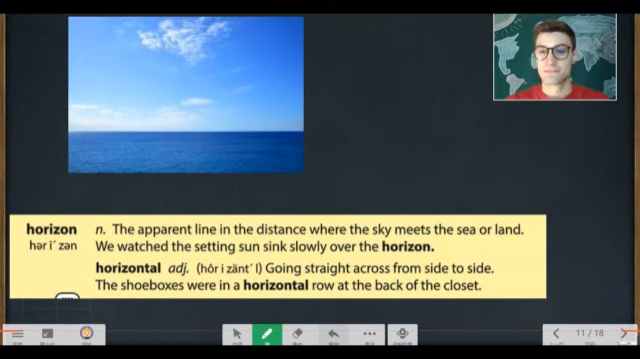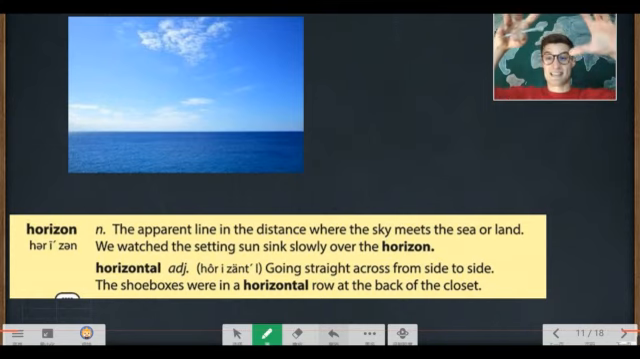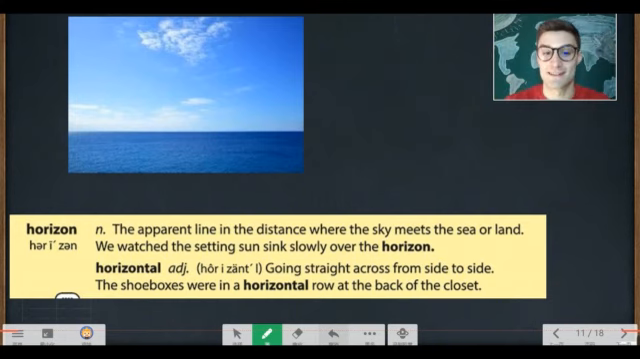Not on this one. Horizon. We watched the setting sun sink slowly over the horizon. Have you ever seen that? If you go to the beach, you can see the sunsets when it sinks under the horizon.